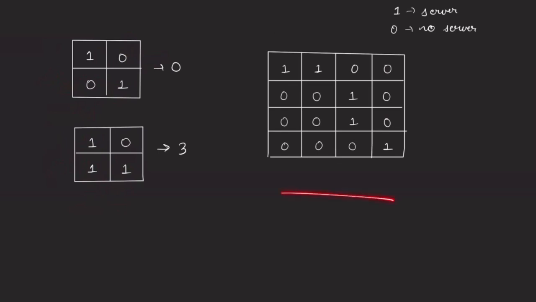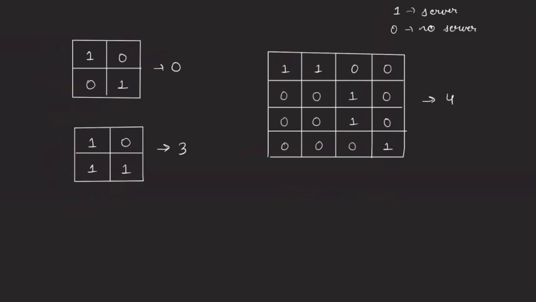Then if we check for this particular grid, so here for this server, we have another server on the same row, right? So these two can communicate with one another. Then for this one, we have one other server on the same column. So these two can also communicate. But for this one, there is no other server on the same column, no other server on the same row, right? So here our answer is going to be 4, right? So now how are we going to solve this?